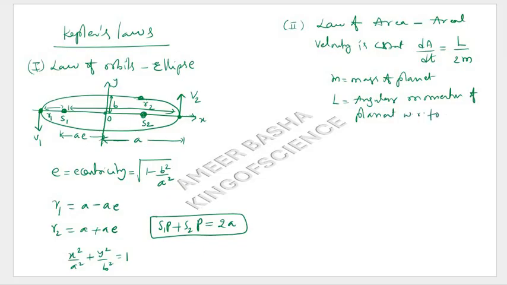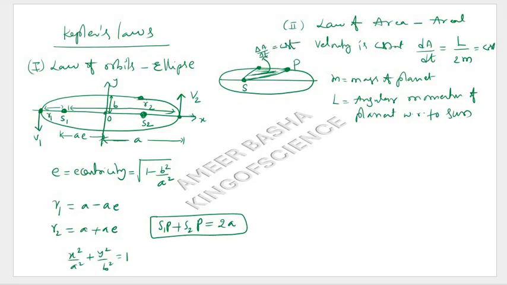So what is the meaning of areal velocity being constant? That means the line which joins the sun to the planet, with the sun at any one of the foci, sweeps out equal areas in equal intervals of time. So this is the area it is sweeping. If I calculate this area as delta A, and the time interval is delta T, then delta A by delta T will be the same for all. So equal areas in equal intervals of time. This is the law of areas.